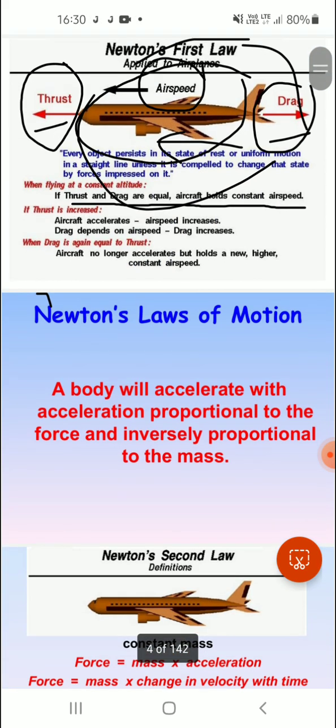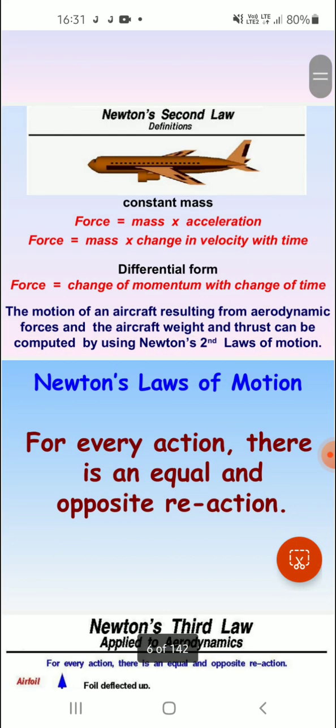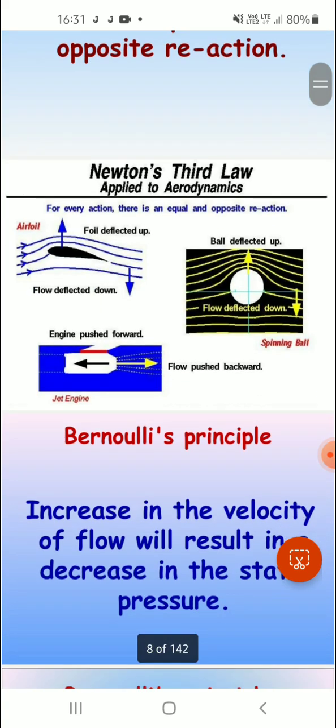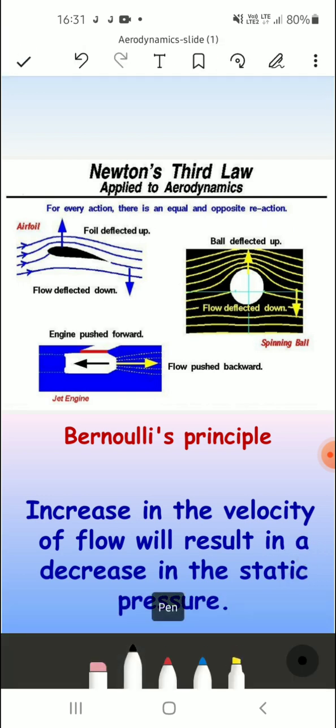Then comes Newton's law of motion. This is the second law of motion. You already know this: F equals ma, and the differential form is also written here. And then comes Newton's third law of motion.